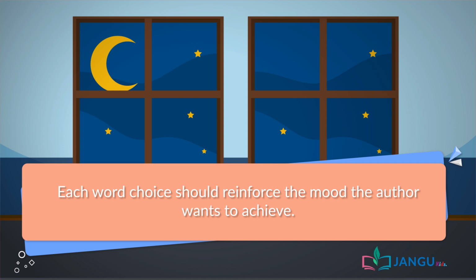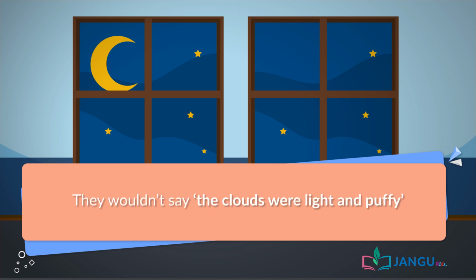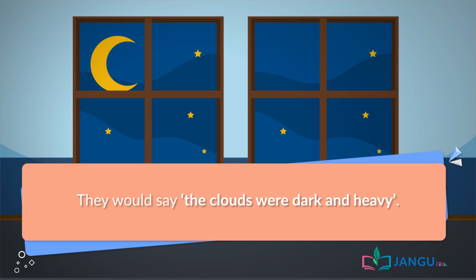Another example, the author wants to create a foreboding atmosphere. They wouldn't say, "The clouds were light and puffy." They would rather say, "The clouds were dark and heavy."